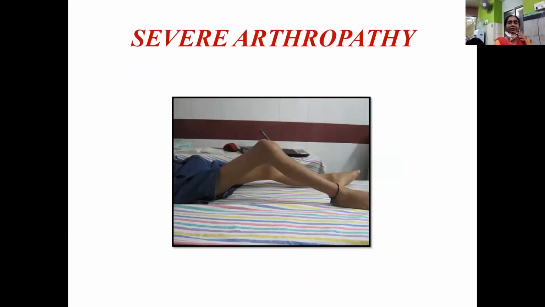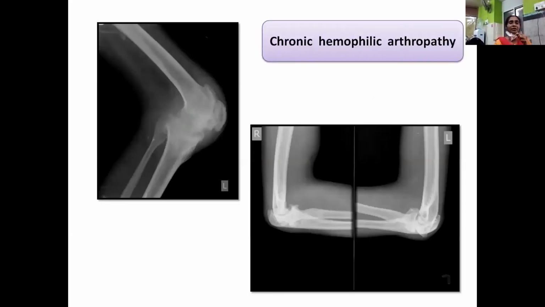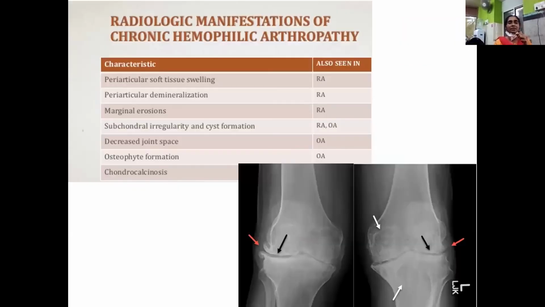This is a flexion deformity due to chronic hemophilic arthropathy. Again, an elbow showing total disruption of the joint anatomy due to chronic hemophilic arthropathy. There are some detailed radiological manifestations: you will get periarticular demineralization, marginal erosions, subchondral irregularity, decreased joint space, osteophytes and chondrocalcinosis. All these you can visualize in the X-ray.